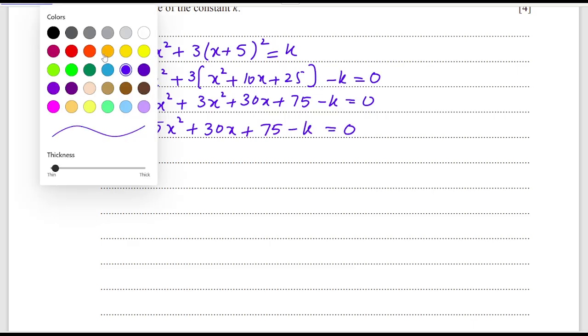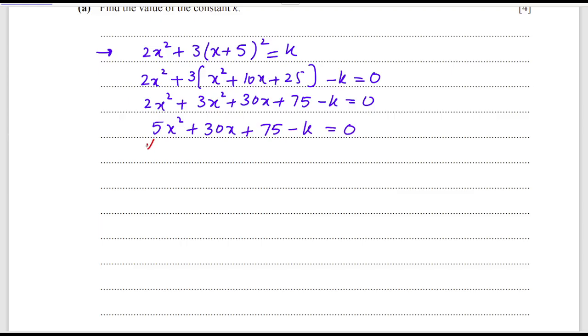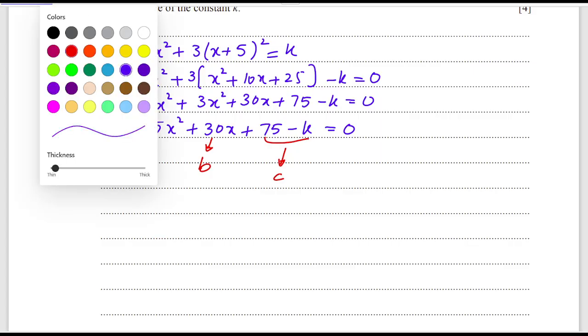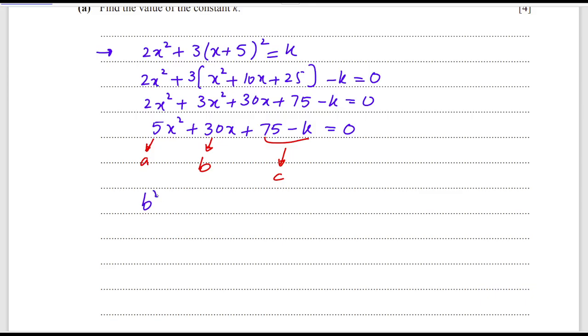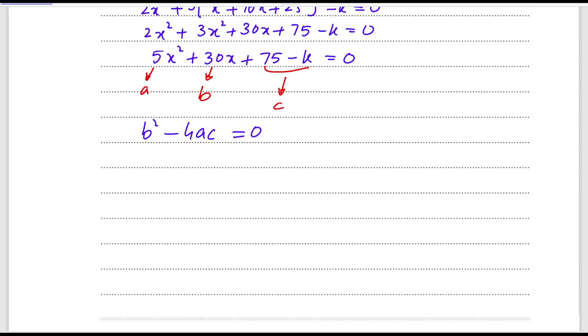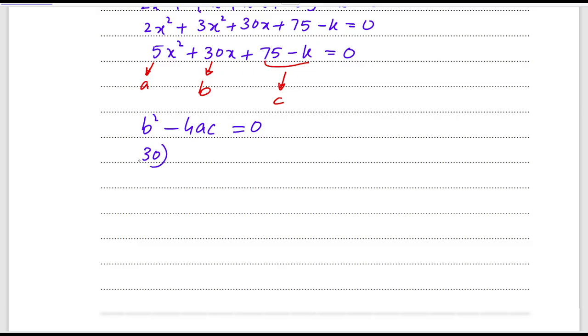Now identify a, b, c, and a is 5 by comparing it with a standard quadratic equation. B is 30 and c is 75 minus k. Now apply the discriminant. Since the line intersects the curve at one point if discriminant is 0, replacing values of a, b, c, we have 30 square minus 4 times a is 5 times c is 75 minus k is equal to 0.